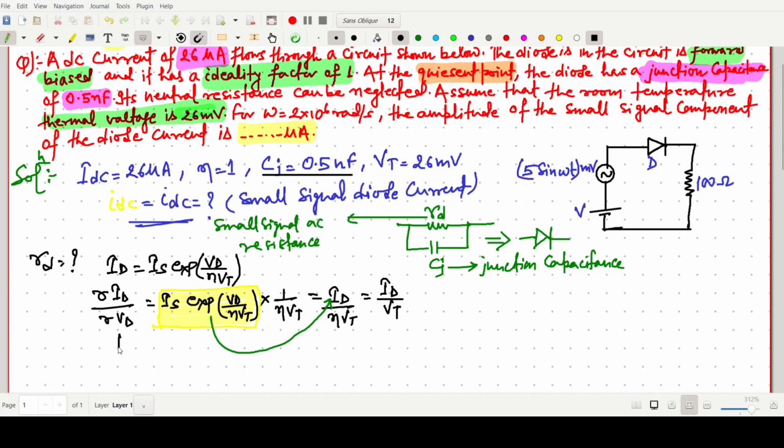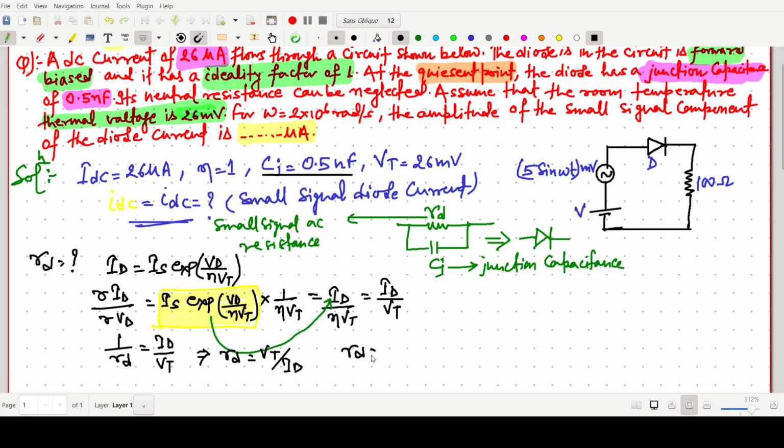So del ID by del Vd is nothing but 1 by RD, which equals ID by Vt. I think most of you know this value. So RD becomes Vt by ID. This is the value of the small signal resistance across the diode.